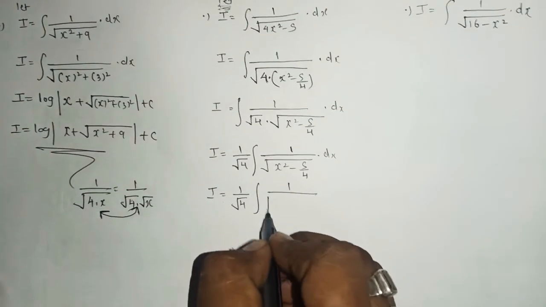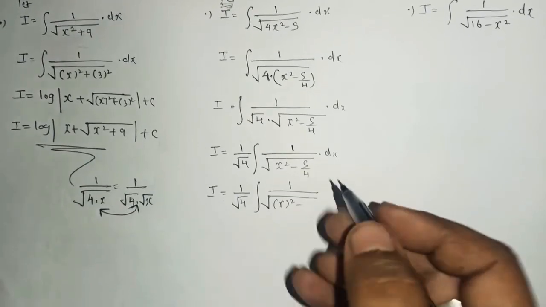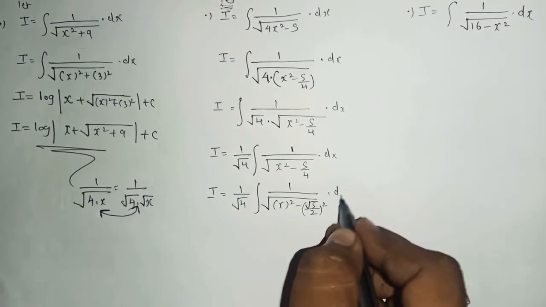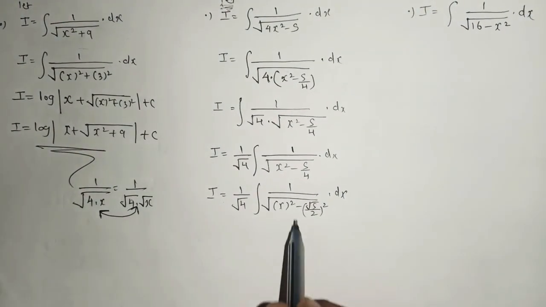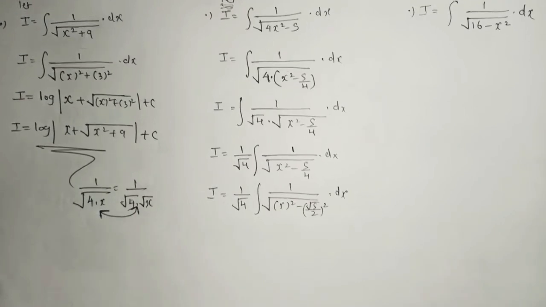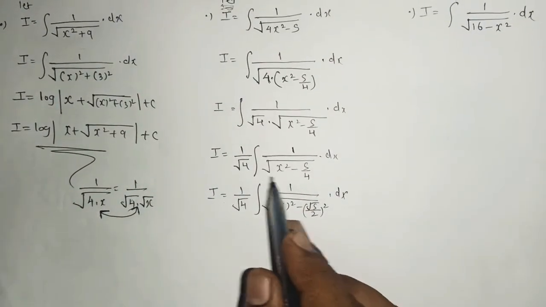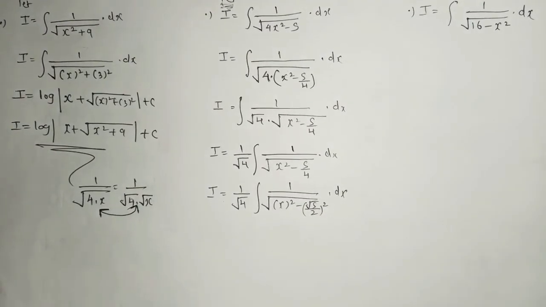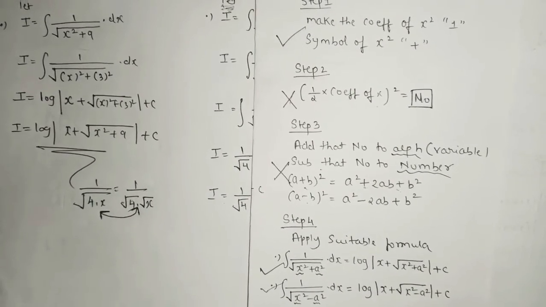The next step will be, x we can write as x the whole square, and this we can write as root 5 upon 2 the whole square. Remember this step. After this adjustment only you will apply the formula. Without doing this adjustment, in each and every sum, don't apply the formula directly. In the next step you will write both the sections in whole square and then only apply the formula. So what is the formula? It is log mod x plus root x square minus a square plus c.